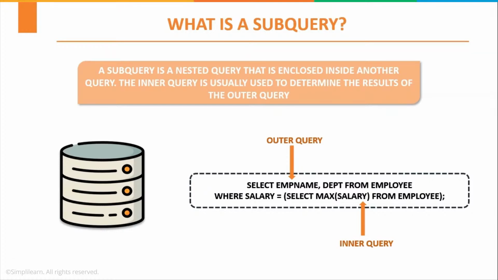Now when the above query is applied to the given employee table, the subquery is executed first, which selects the maximum salary from the employee table. Then the result is passed onto the where clause of the outer query. Now this outer query is executed, which selects the rows, in this case the employee name and the department, from the employee table where the salary equals the result of the subquery, which is the maximum salary from the employee table, and returns the final result.